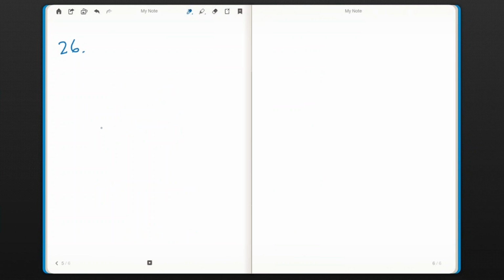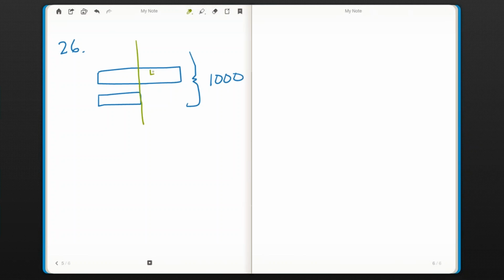Number 26. No pictures drawn here, but it's very similar in what you're doing. You just have to draw your own picture. So this time, the sum of two numbers is 1,000. So my two numbers, this represents the two numbers and it equals 1,000. The difference between them is 400. So it's really exactly the same problem. This part is 400. The difference from the larger number to the smaller number is 400. So what I'm looking for this time is the larger number.